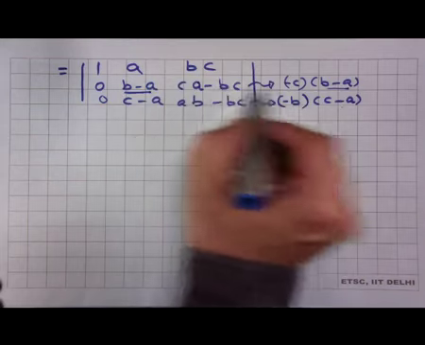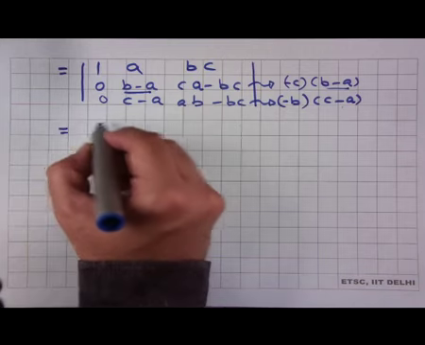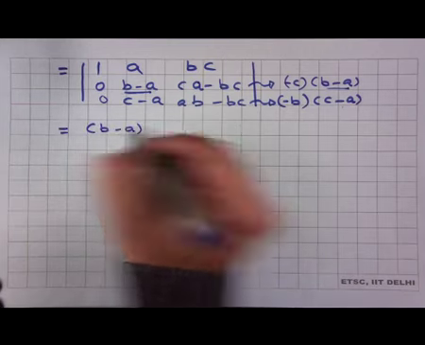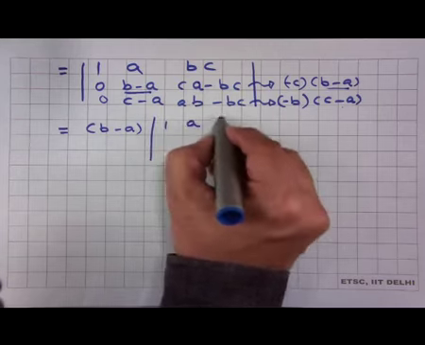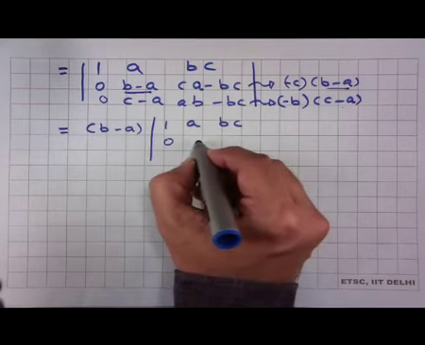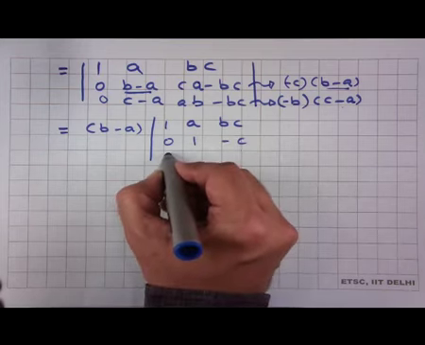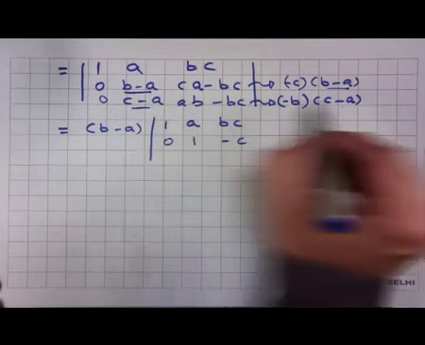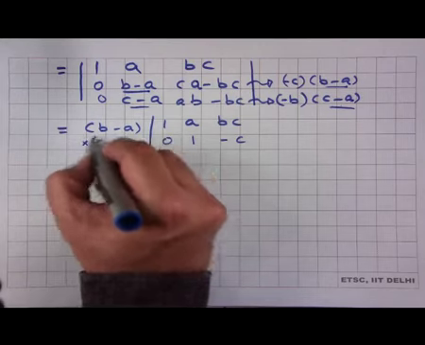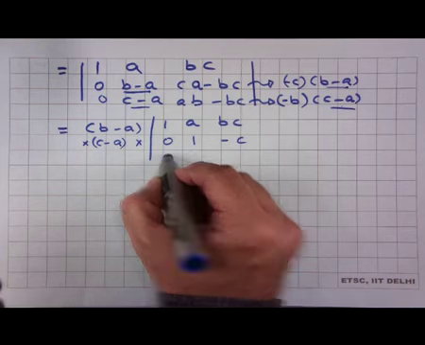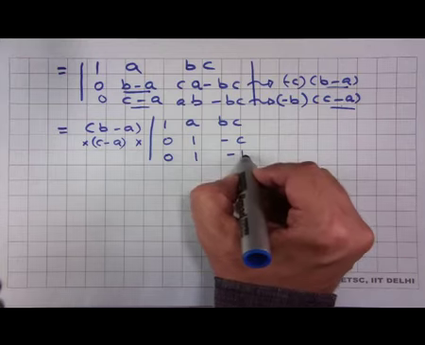Now from the property that we can pull out this entry from this row without changing the value of the determinant, we write this equal to B minus A times the determinant 1, A, B, C, 0, 1, minus C, and we can do the same for this row by pulling out this quantity C minus A from both. So we have this times C minus A times a determinant where the last row is 0, 1 and minus B.